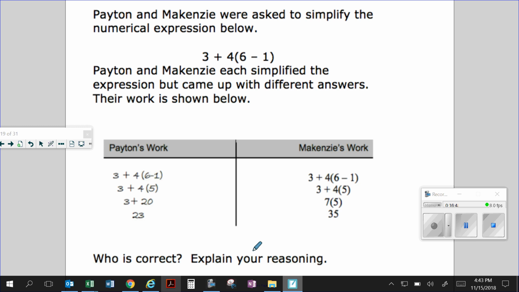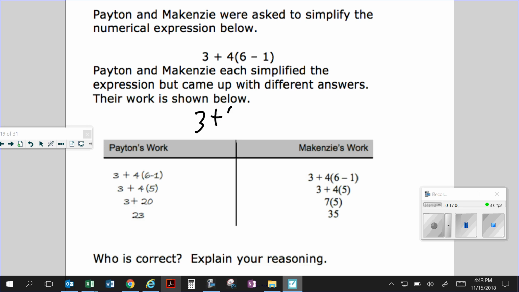The last problem I want you to do is Peyton and McKenzie. This is error analysis. We're asked to simplify the numerical expression below. Peyton and McKenzie each simplified the expression but came up with different answers. Their work is shown below. Who is correct? Explain your reasoning. Well, Peyton says it's 23. McKenzie says it's 35. You know, I don't trust anybody.